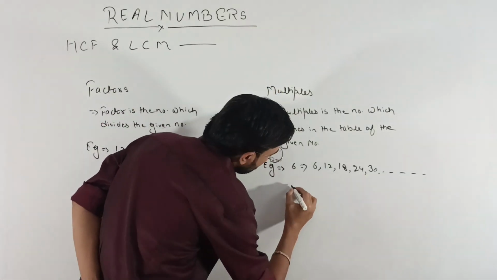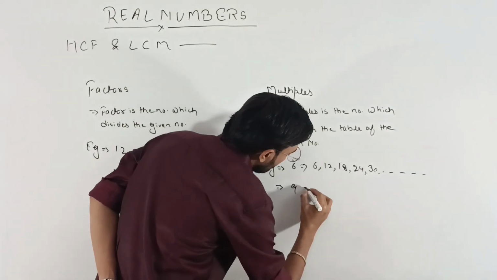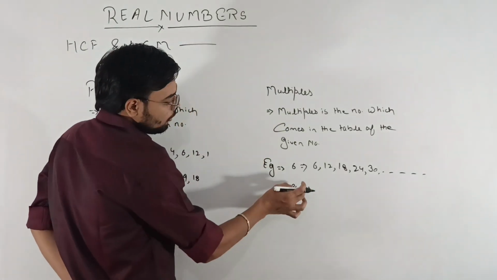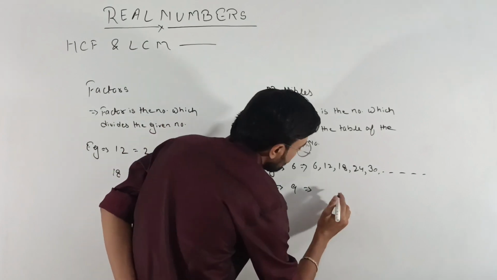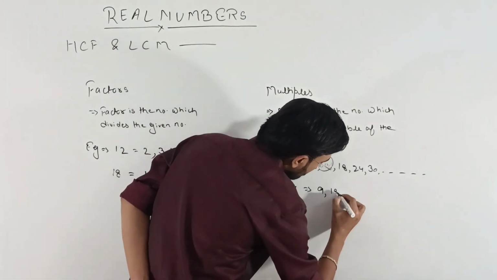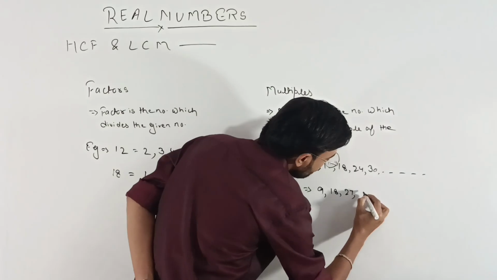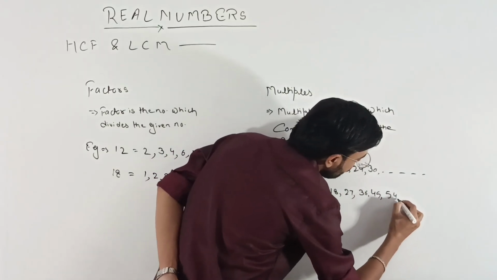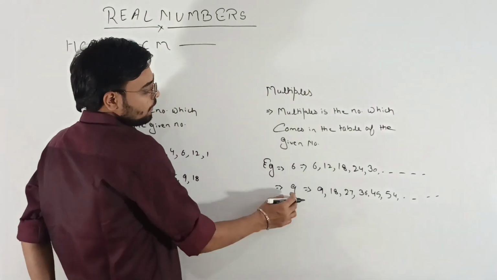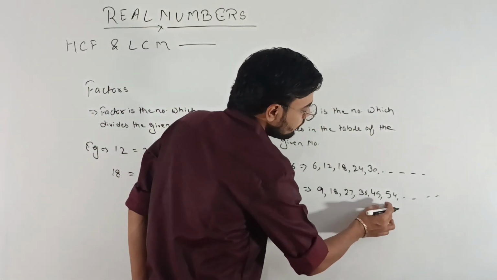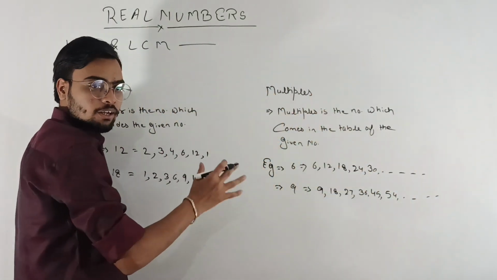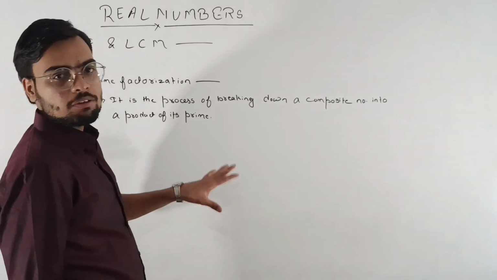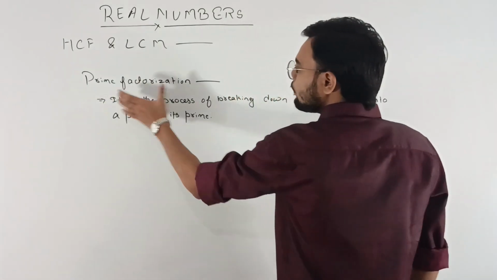Suppose you have another number, that is 9, and write the multiples of 9, which means we have to write the numbers which come in the table of 9. Then which numbers come in table of 9? 9 comes, 18, 27, 36, 45, 54 and so on. Then multiples of 9 are 9, 18, 27, 36, 45, 54 and so on. Okay, I hope you understand what is factor and what is multiples. Now let's move to our next concept, that is prime factorization.